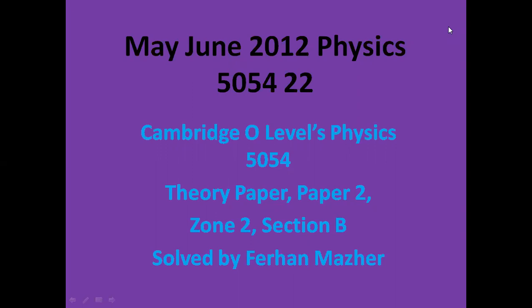Right now, I am with the 11th Cambridge class, and the subject we are studying is Physics 5054. This is Cambridge O Levels Physics, and the code of this physics is 5054. Today, we have selected a theory paper, and today we will solve the section B of this paper. Today's paper is May-June 2012 2-2 paper. This paper belongs to Zone 2, or you can say Variant 2.